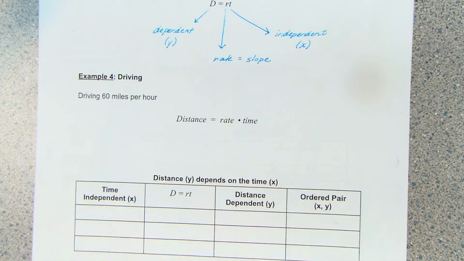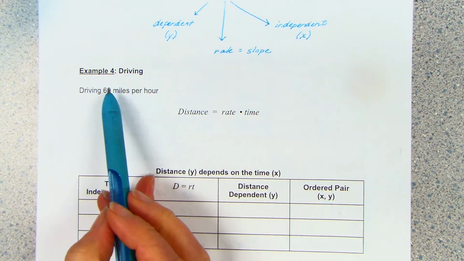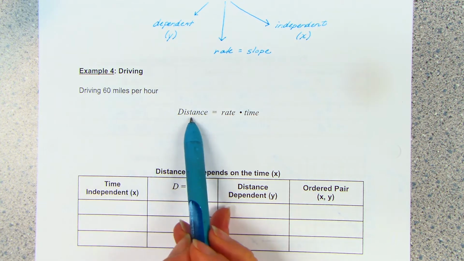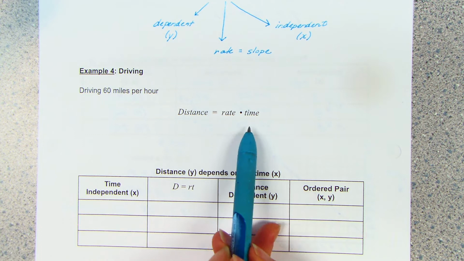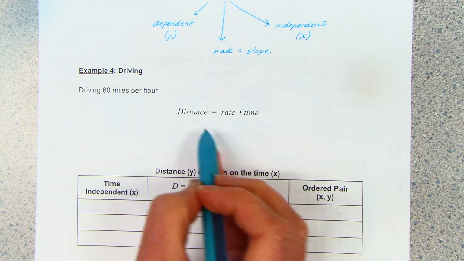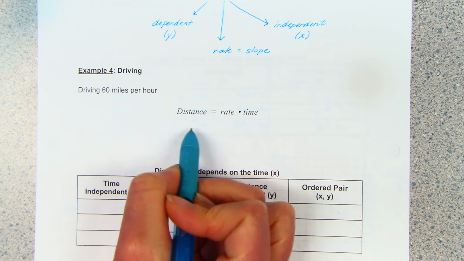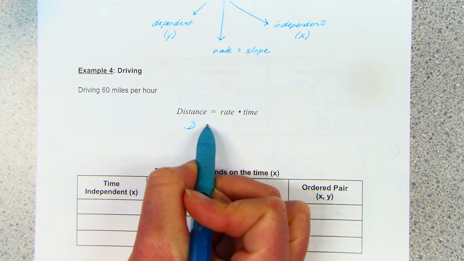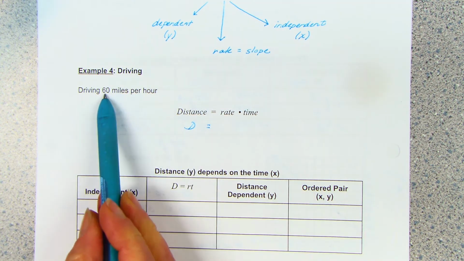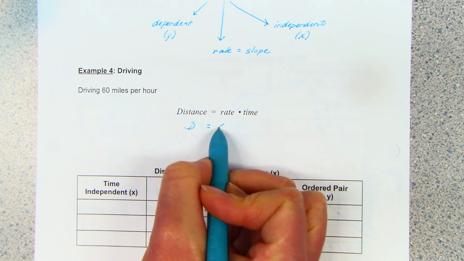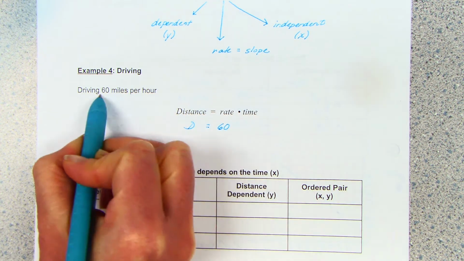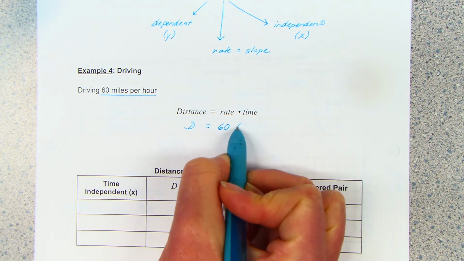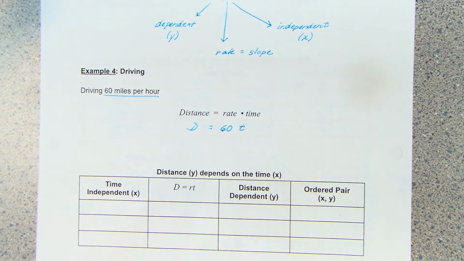Okay, so we have 2 examples that go with this one. We have driving 60 miles per hour. There is our distance formula. Distance equals rate times time. Right? So I'm going to change that into an equation with variables in it. So I'm going to put in d is equal to, what was my rate? My rate is 60 miles per hour. So I'm going to put 60 in for the rate. And the time is just going to stay t.